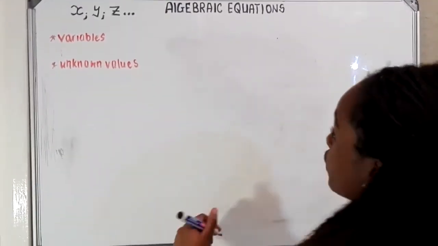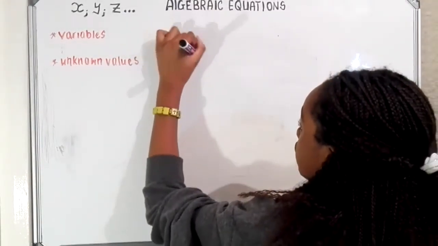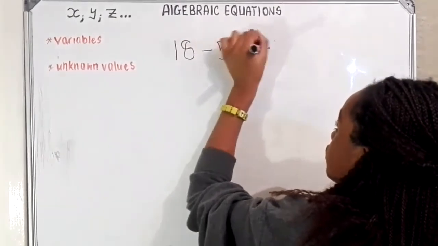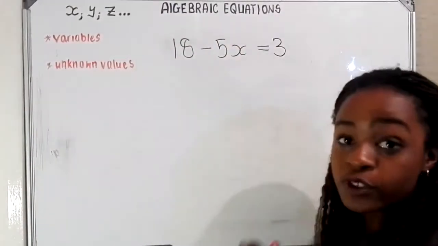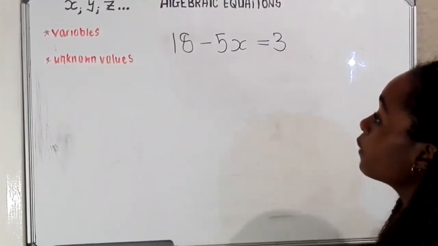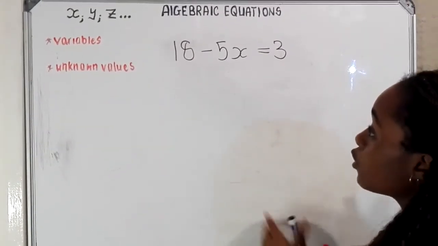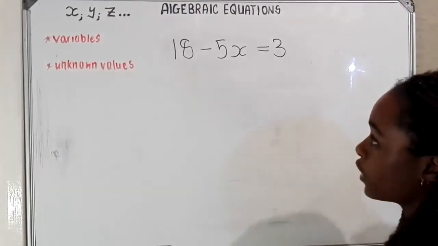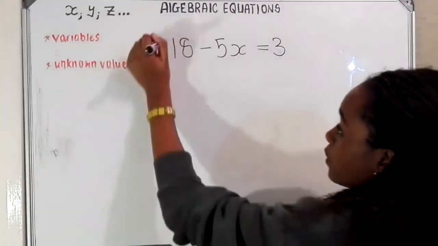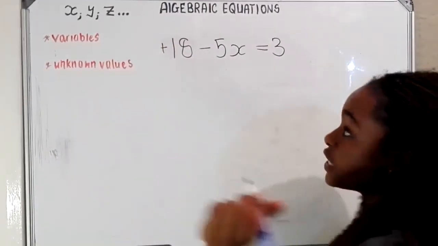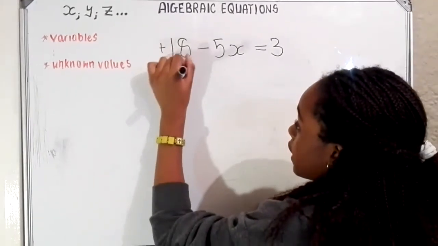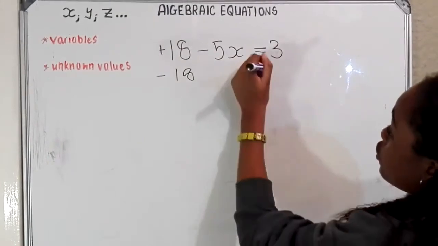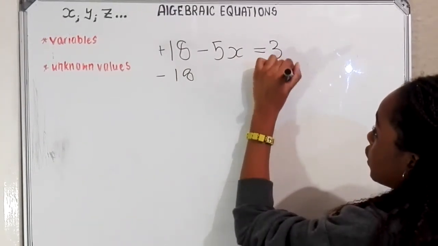Okay, let's try this one. So we have 18 minus 5x is equal to 3. Feel free to pause this video and try this on your own, okay? So here, even though x is on a different position, we still continue to do the same thing, okay? So remember guys, there's a plus over here. The opposite of plus is minus, okay? So minus by 18. Whatever I do on this side, I must do on this side as well. So I will minus by 18 over here, okay?